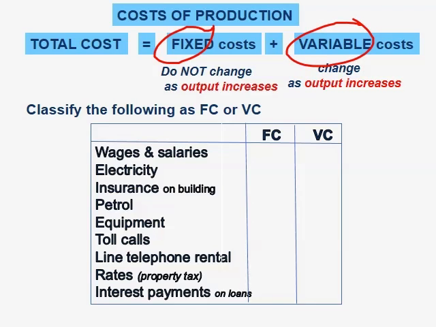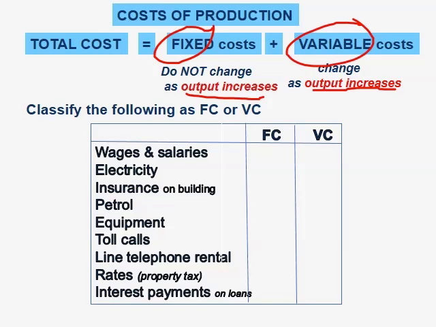But it's important to underline that fixed costs do not change as output changes. The variable costs change as output changes. So in the case of fixed costs, they're independent of output. So the firm can be producing nothing, but still be paying fixed costs, while variable costs only change when output changes.